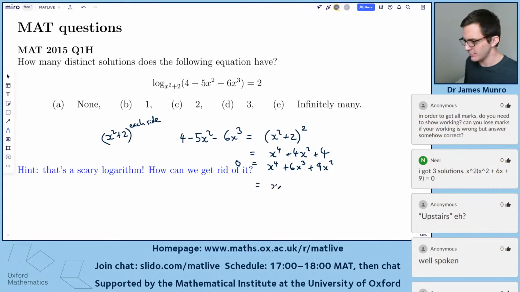I can factorise that. I can bring out a factor of x squared, and then I get 6x plus 9. And I'm going to try and factorise that inside.